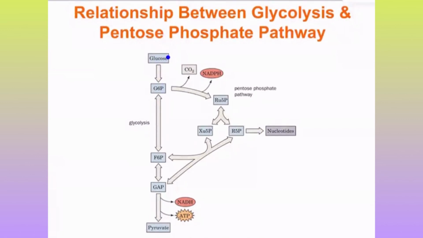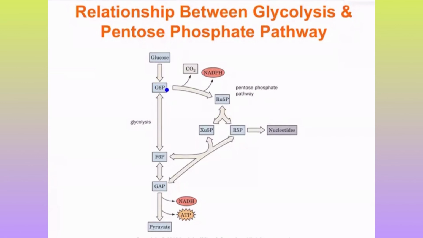So as soon as glucose enters inside the cell, we'll convert glucose into glucose 6-phosphate with the help of the enzyme hexokinase. Now, once glucose 6-phosphate is formed, the cell will sense whether ATP is required or not, or whether the cell should move forward in the glycolytic pathway or not. If at this point of time the cell needs NADPH or ribose 5-phosphate, then there will be an interplay between glycolytic pathway and pentose phosphate pathway.